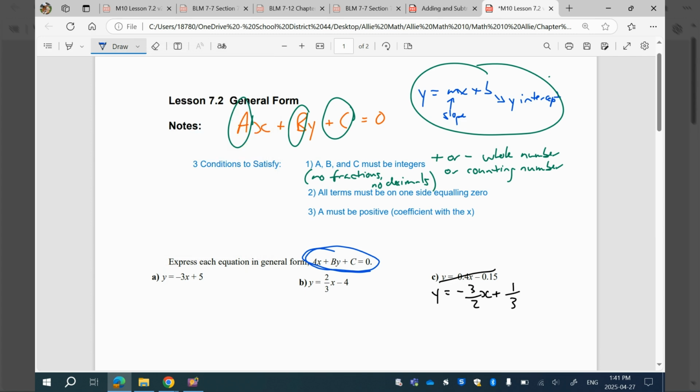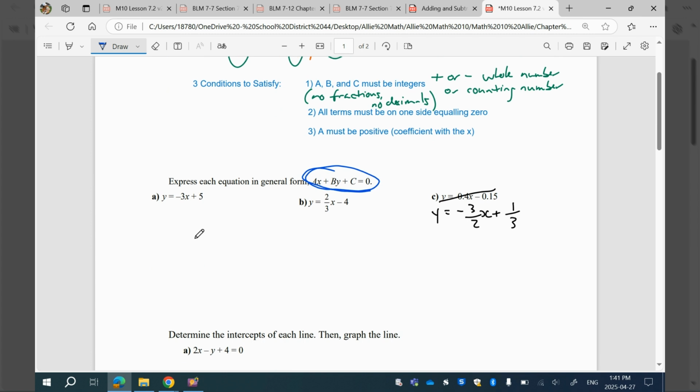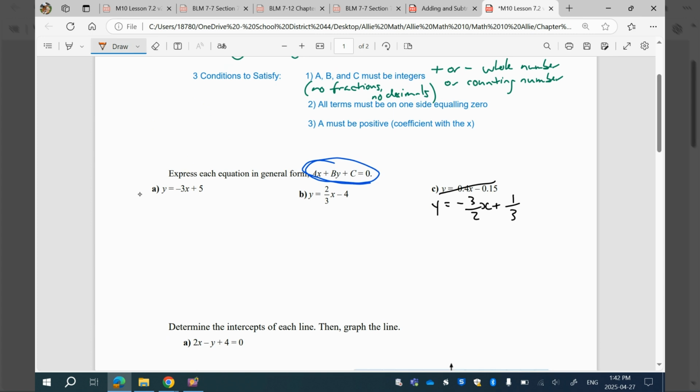We have a few equations here in slope-intercept form, and we want to convert them to general form. So at the moment, what have we got? We are not satisfying all the conditions currently. We have a negative x. We don't want that. We don't have all the terms on the same side. So let's start there. Let's move our x over to the other side. So I'm going to plus 3x to each side.